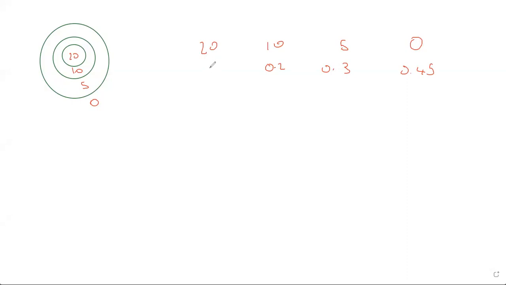Obviously, all probabilities always have to add to 1 because it's 100% of everything that could happen. So that means that this is 0.05, because 0.2 plus 0.3 is 0.5, and then 0.5 plus 0.45 is 0.95. So this is what's left. So here are all my probabilities.